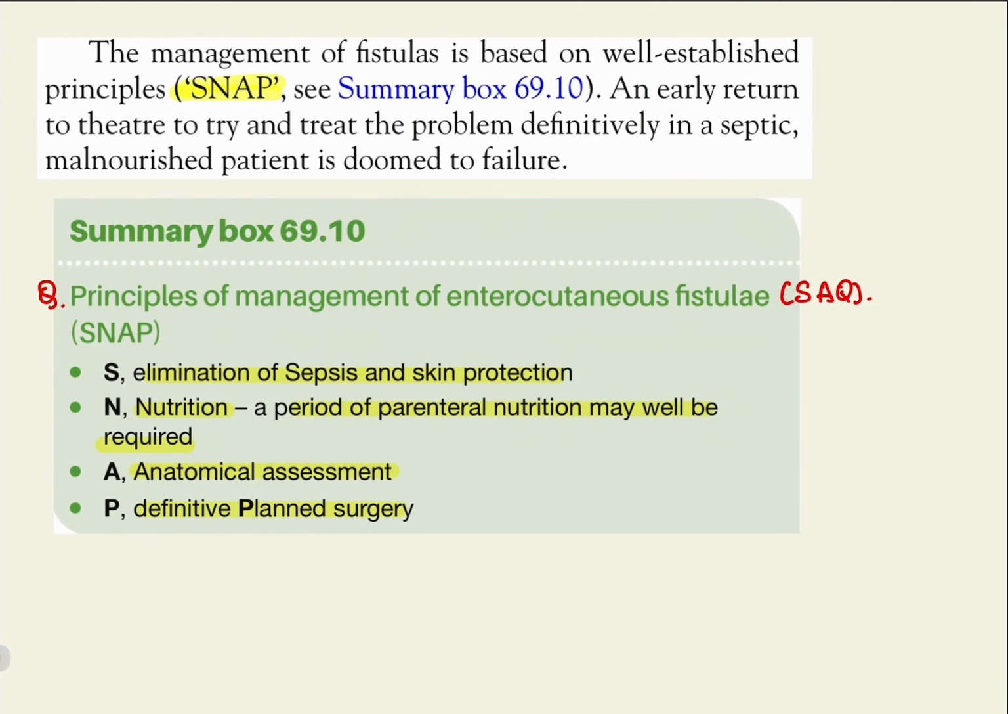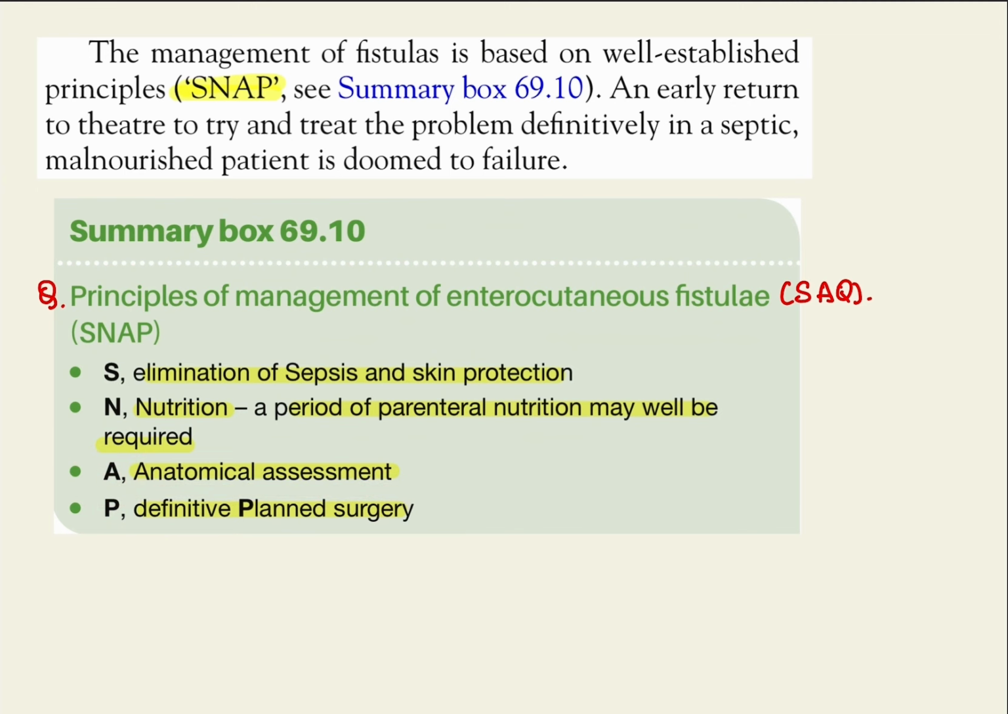Now talking about the management of fistula, there is a famous principle, usually asked in exams: the principles of management of enterocutaneous fistula, which has a well-established acronym, SNAP. So what does SNAP say? S stands for elimination of sepsis and skin protection, N stands for nutrition, where it needs to be decided whether to provide parenteral or enteral nutrition to the patient. A stands for anatomical assessment and P stands for definitive planned surgery.